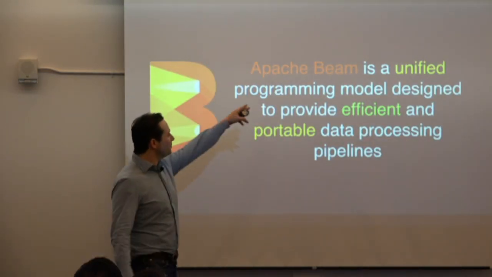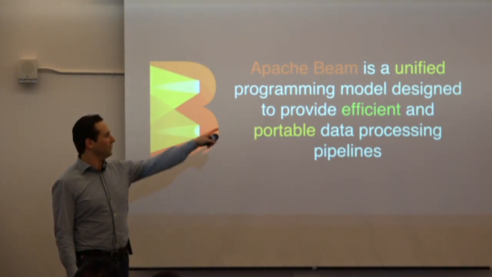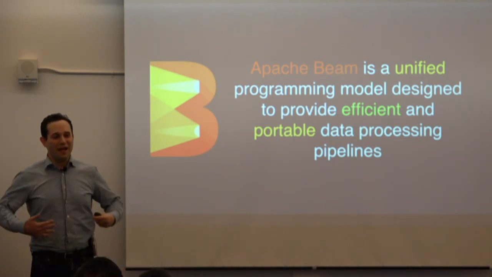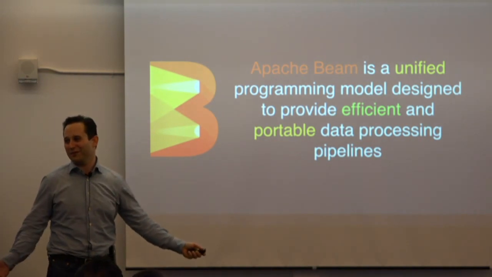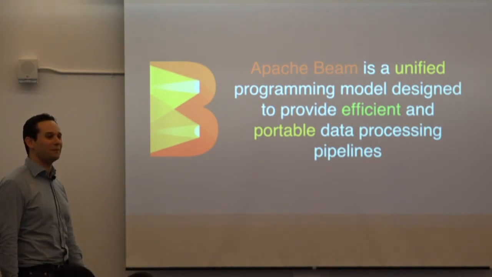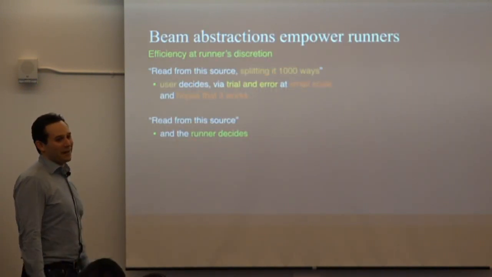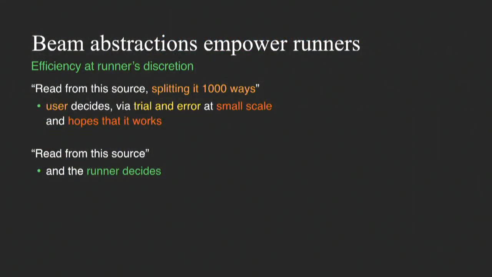Okay, so we talked a little about unified. Now let's dive into efficient and ask, how does Beam enable efficient pipelines? What do you mean by efficient? Everybody wants things to be efficient. Sometimes people don't even know what they mean when they say efficient. Sometimes I don't know what I mean when I say efficient, and some of the engineers on my team call me on it. They're like, what did you mean by that?